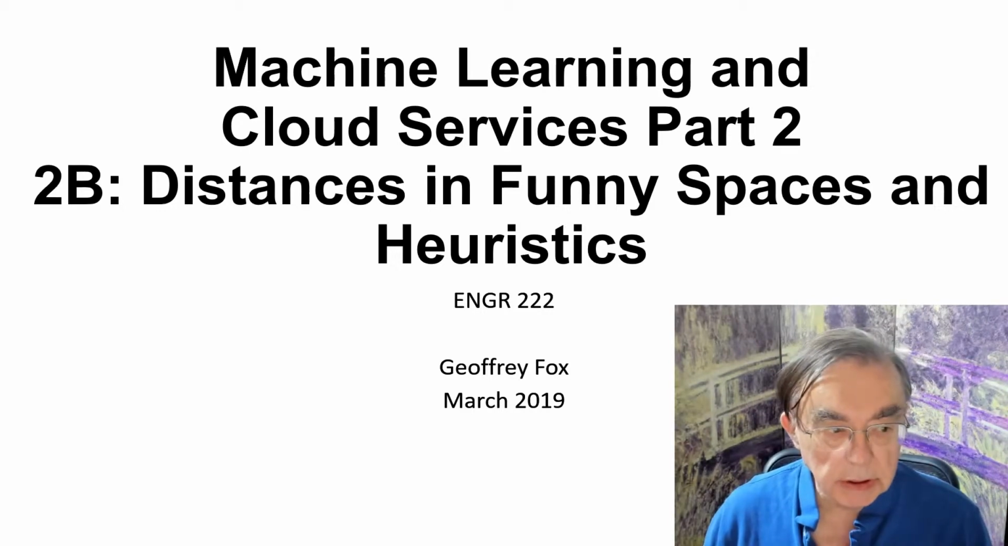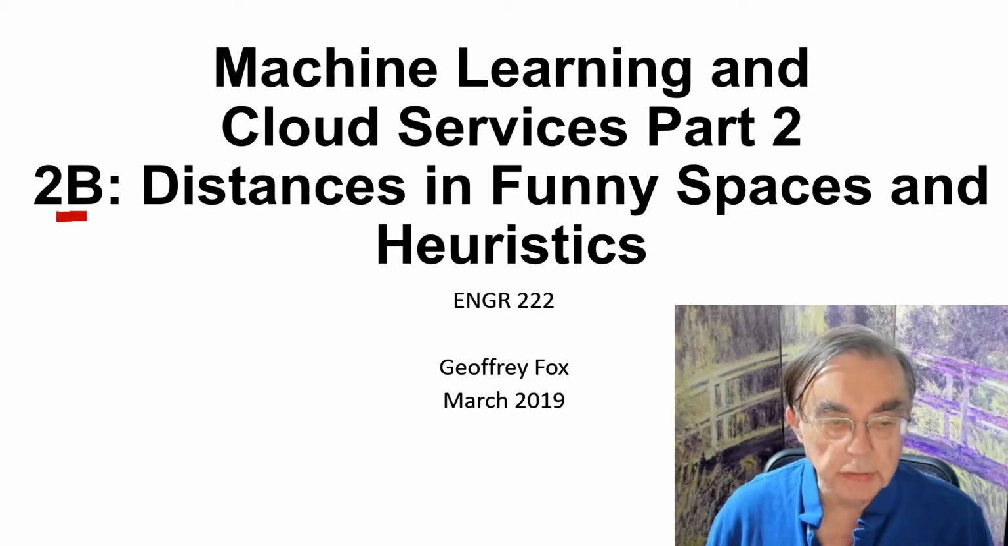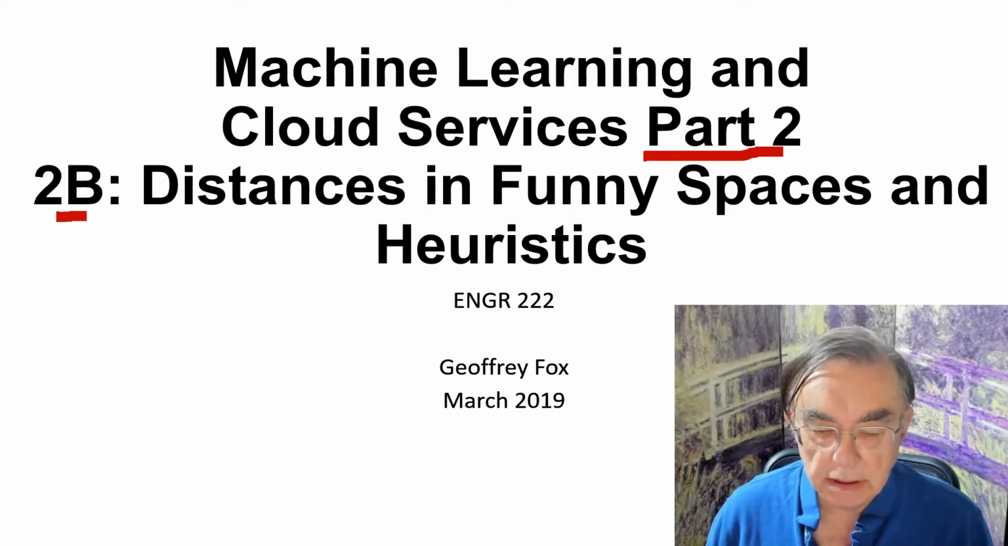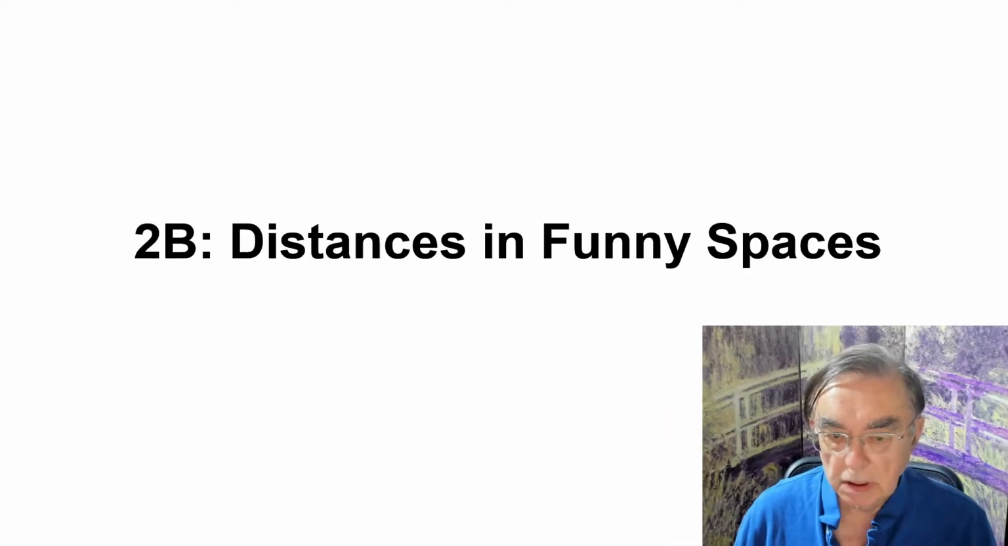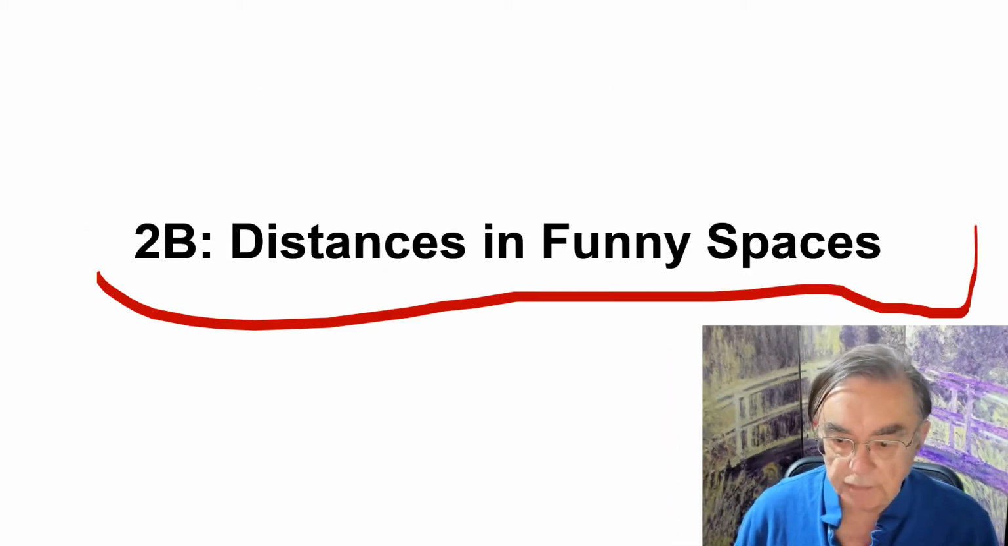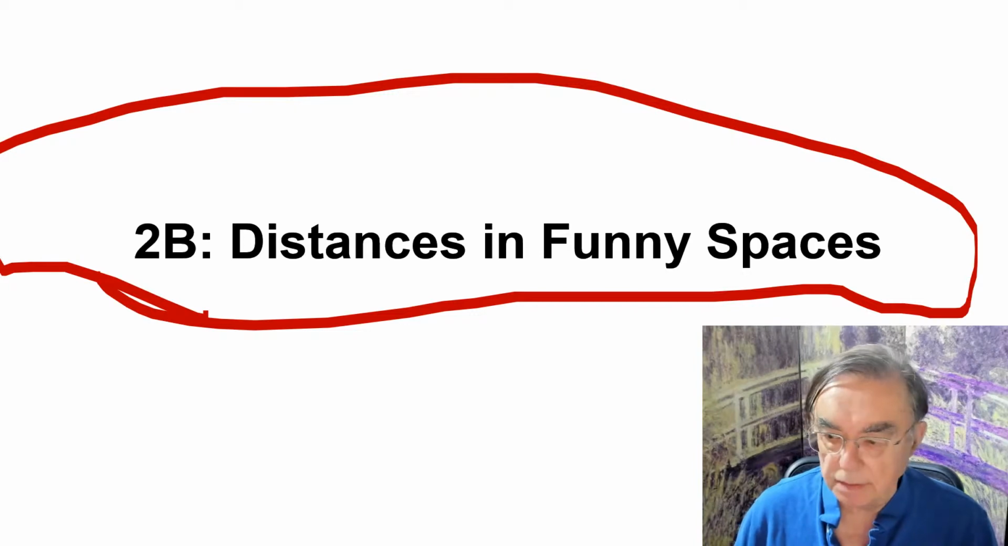Hello, this is the second lesson, lesson 2B, in the part of machine learning and cloud services, which discusses optimization in general. And we'll discuss in this lesson distances and funny spaces and heuristics. Initially, we'll do distances and funny spaces, key to machine learning.